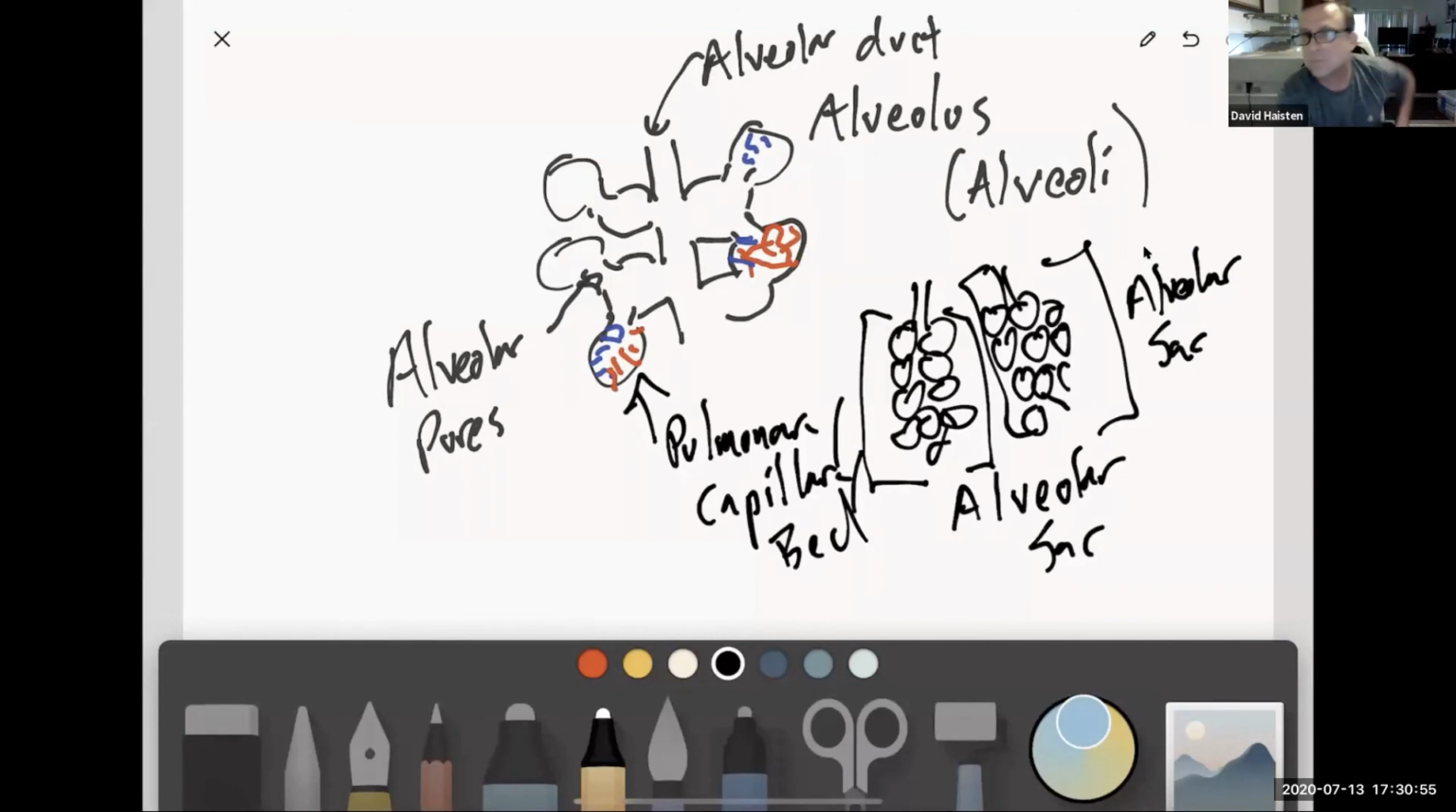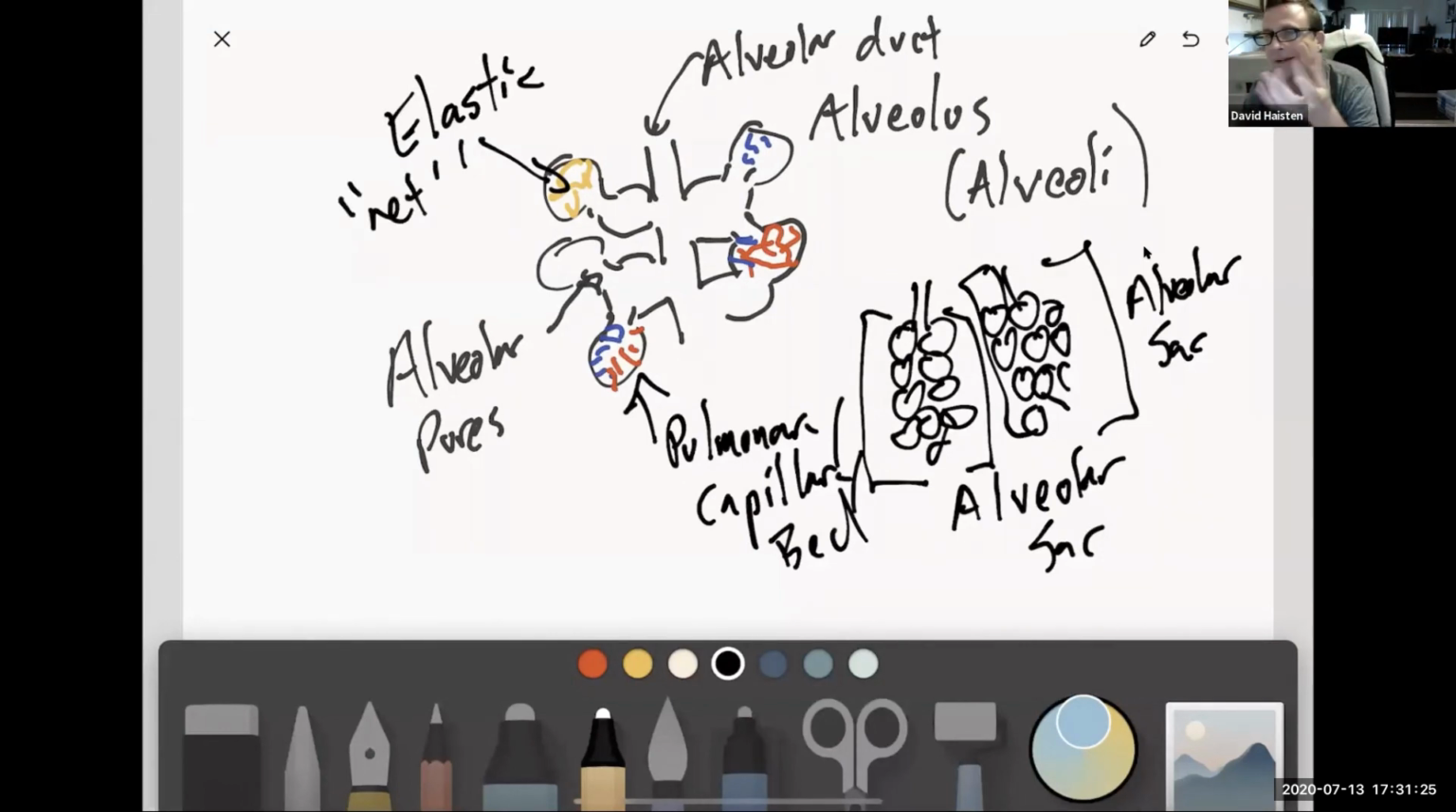All right, so you have the pulmonary capillary bed. There's also elastic around your alveoli too. So we could color that in yellow, although I usually use that for nerves. Okay, you have a net of elastic as well. So this is where gas exchange is happening.